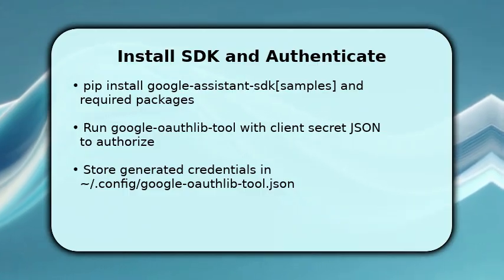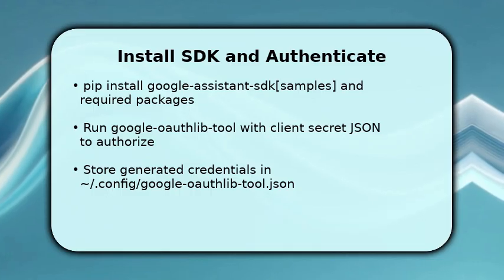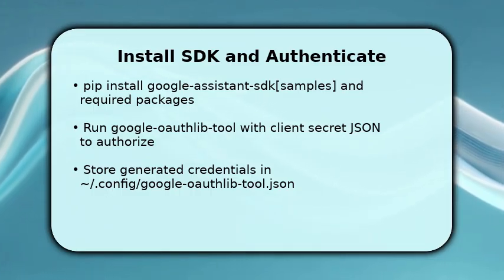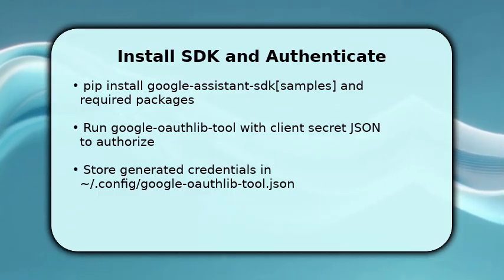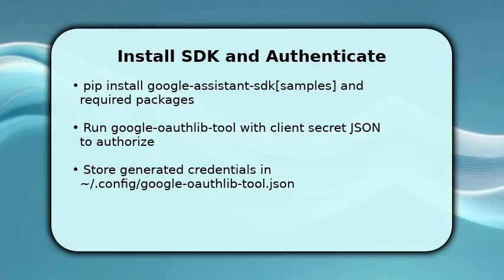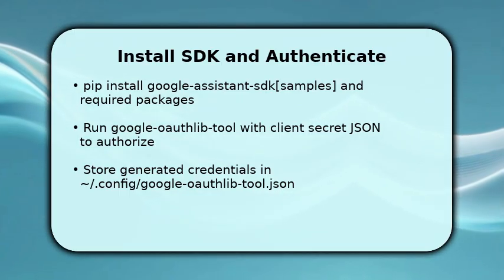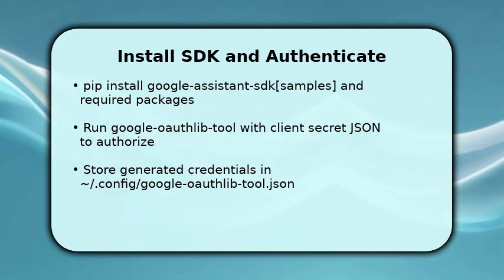After installation, use the Google OAuth library tool with your downloaded client secret JSON to open the browser and authorize your Google account. Copy the returned code into the terminal. Once you authorize, save the resulting credentials in the recommended config path so the SDK can reuse them.